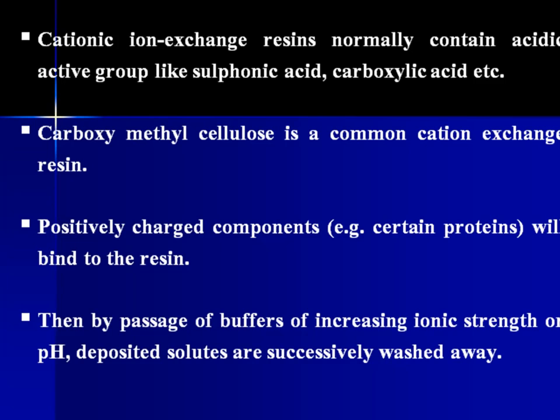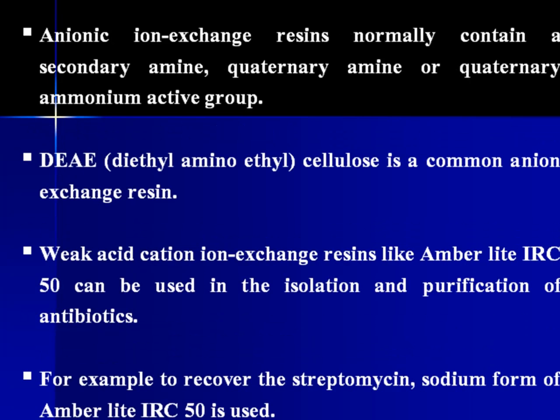Cationic ion exchange resins normally contain acidic active groups like sulfonic acid, carboxylic acid, etc. Carboxymethyl cellulose is a common cation exchange resin. Positively charged components like certain proteins will bind to the resin. Then, by passage of buffers of increasing ionic strength or pH, deposited solutes are successively washed away.